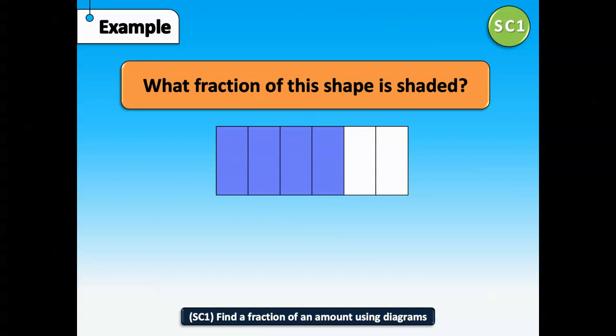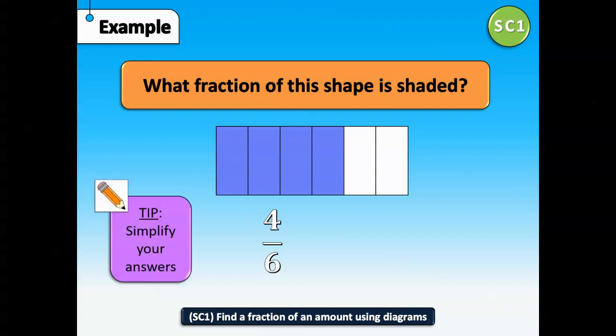So what fraction of this shape is shaded? Well, you can see that we've shaded in 4 parts out of 6 parts in total. So we've shaded in 4/6 of this shape. And we can simplify that answer because 4/6 is the same as 2/3. So we can say we've shaded in 2/3 of this shape.